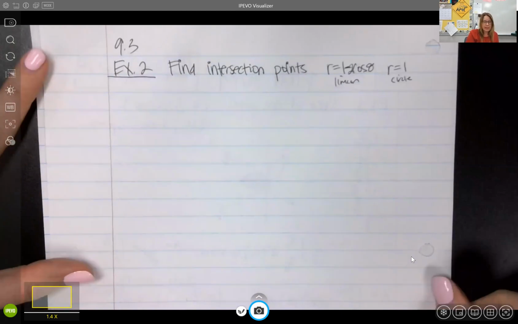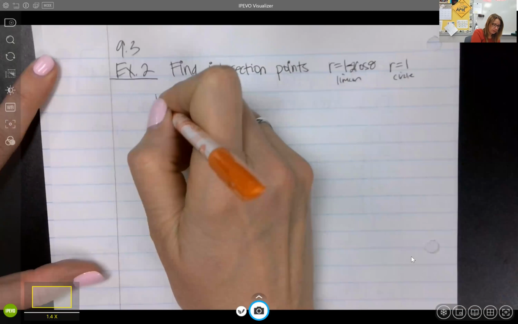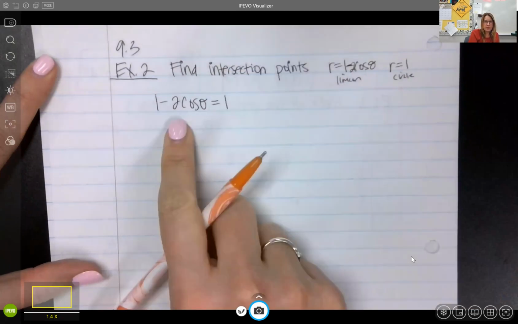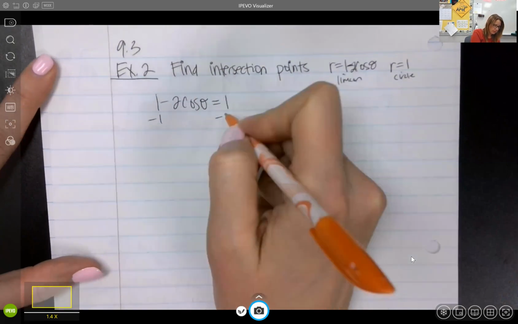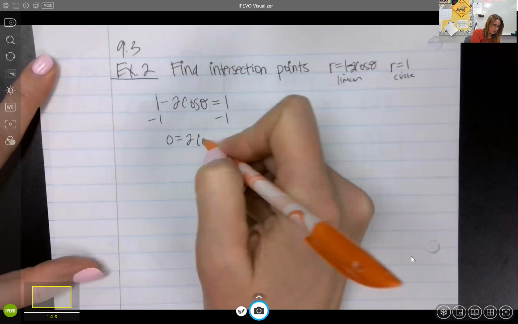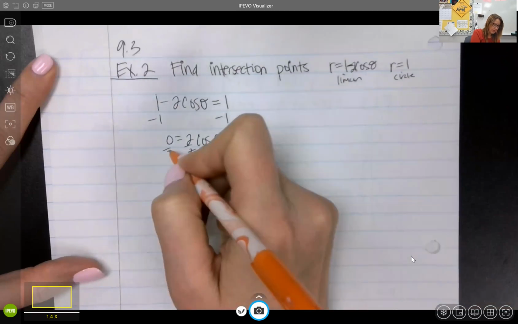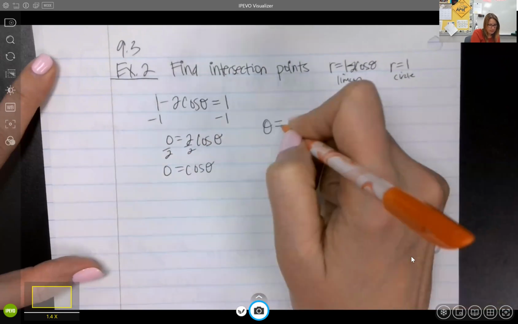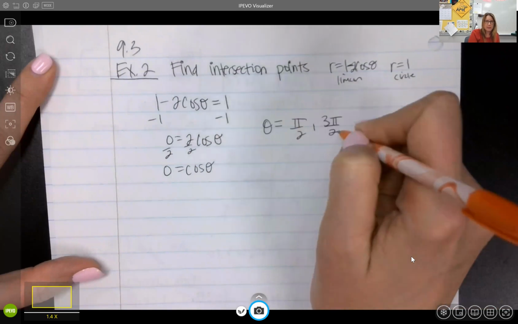So first let's find out where those two graphs cross by setting them equal to each other. So where does 1 minus 2 cosine of theta equal 1? And where does the cosine equal 0? So theta is at pi halves and 3 pi halves.